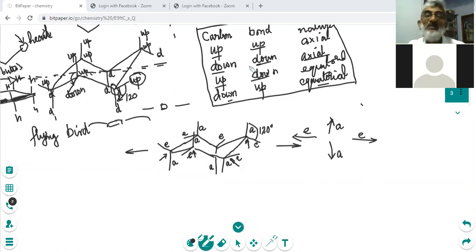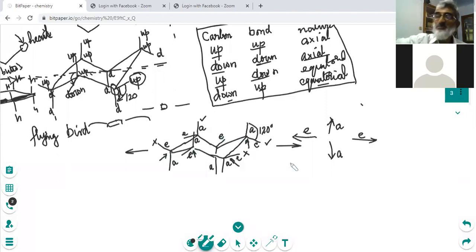Okay, so now let me draw it on the board. Look here, this and this, they are trans because one is pointing up, the other is pointing down. Okay, this one and this one, they are cis. This pointing up is also pointing up. They are cis. So you should know what the relationship is, whether it is cis or trans.